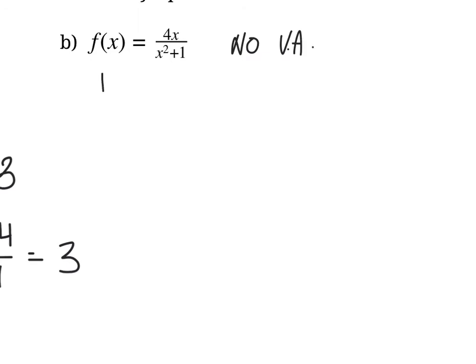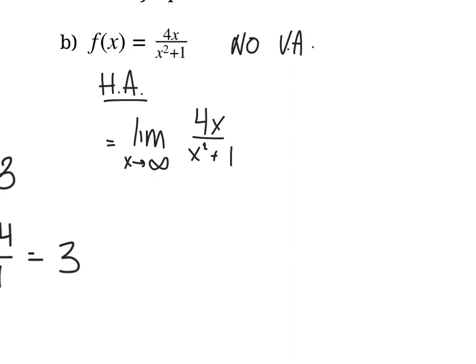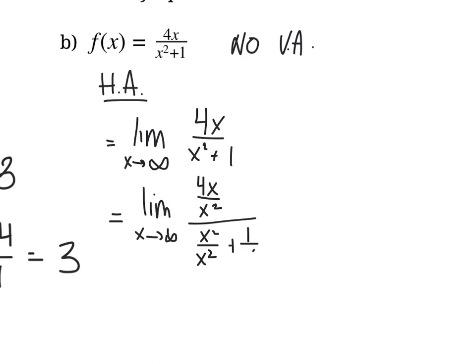Now horizontal asymptotes, let's do the same process as last time. Remember, we're trying to find the limit as x approaches infinity and negative infinity of 4x over x squared plus 1. And the way we do that is we divide everything by the highest power. So I'm just going to skip the step where I show what we multiply by, but essentially we're just going to divide each term by x squared. x squared over x squared and plus 1 over x squared.